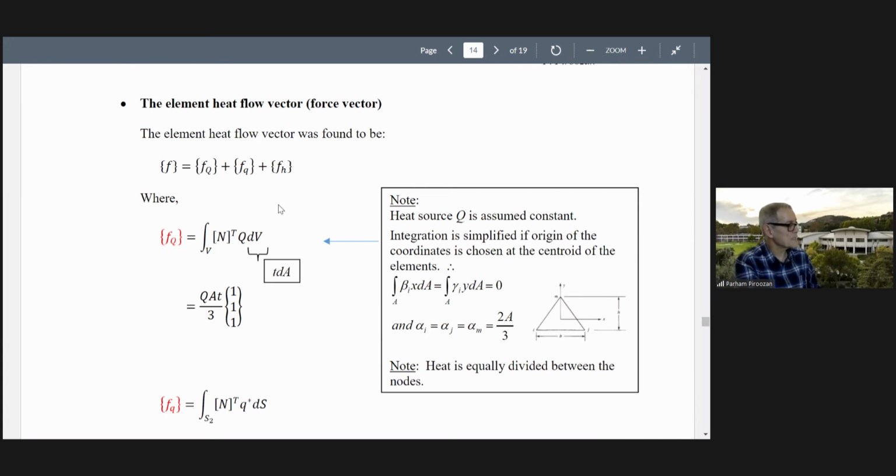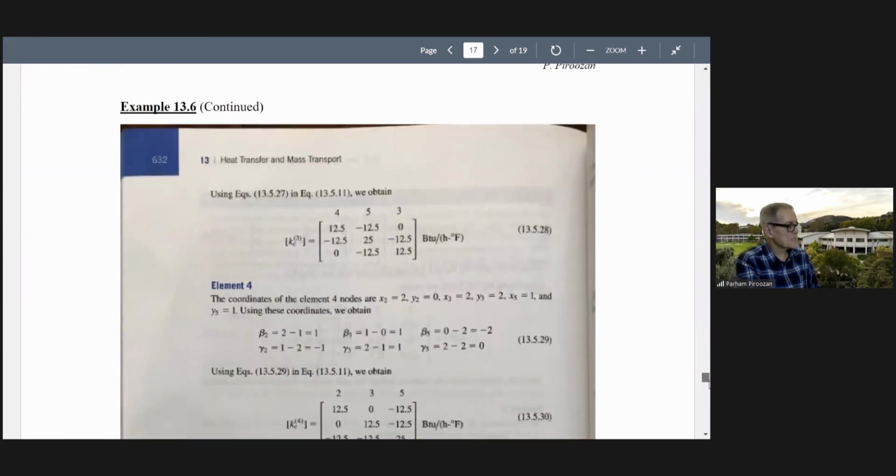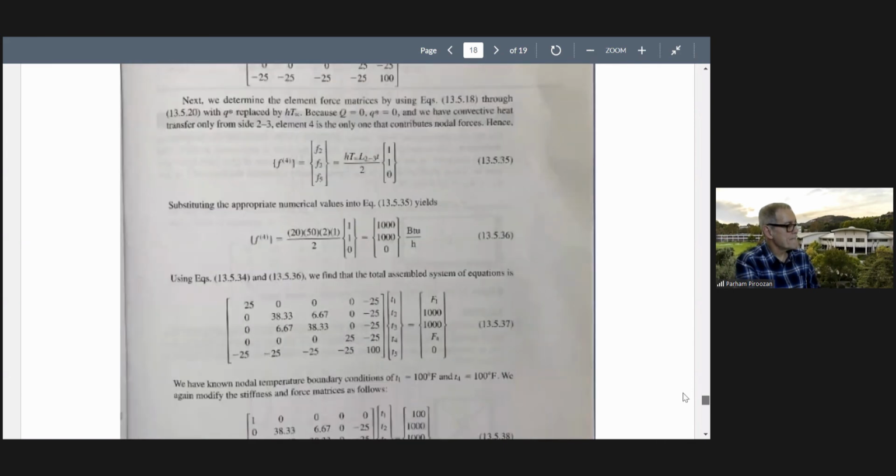This one, for element 4 there is convection, and we said that for this one replace Q here with h T infinity for side IJ. So we use this one, 110, but replace Q with this h T infinity. This would take care of element 4. For element 4, that would be this one. Plug the values, we get this one. The system of equations now would be this.